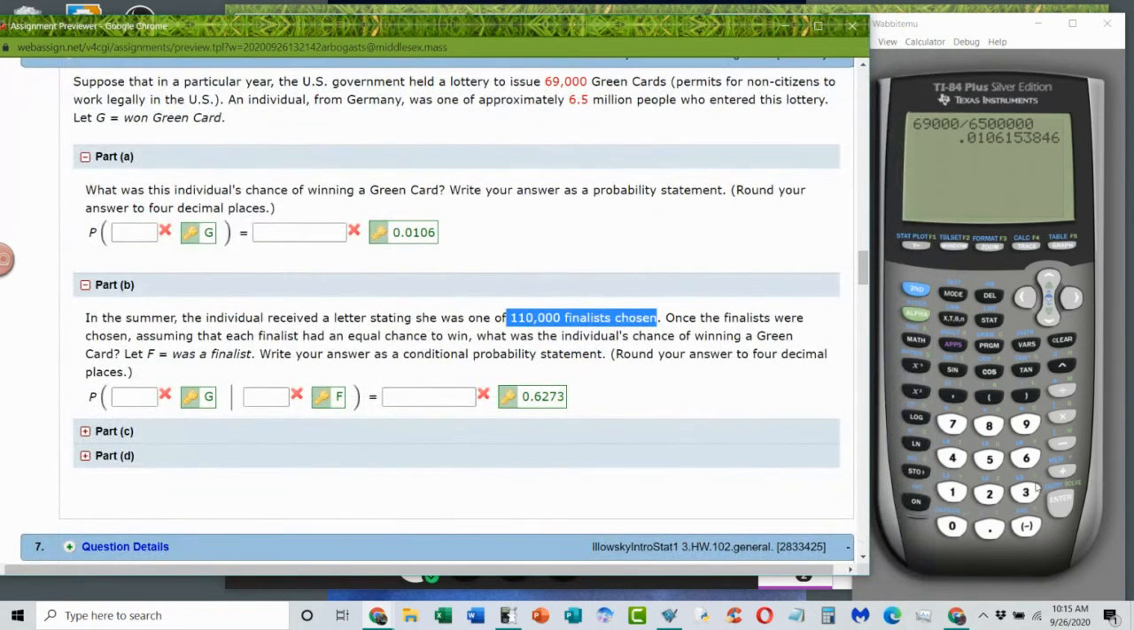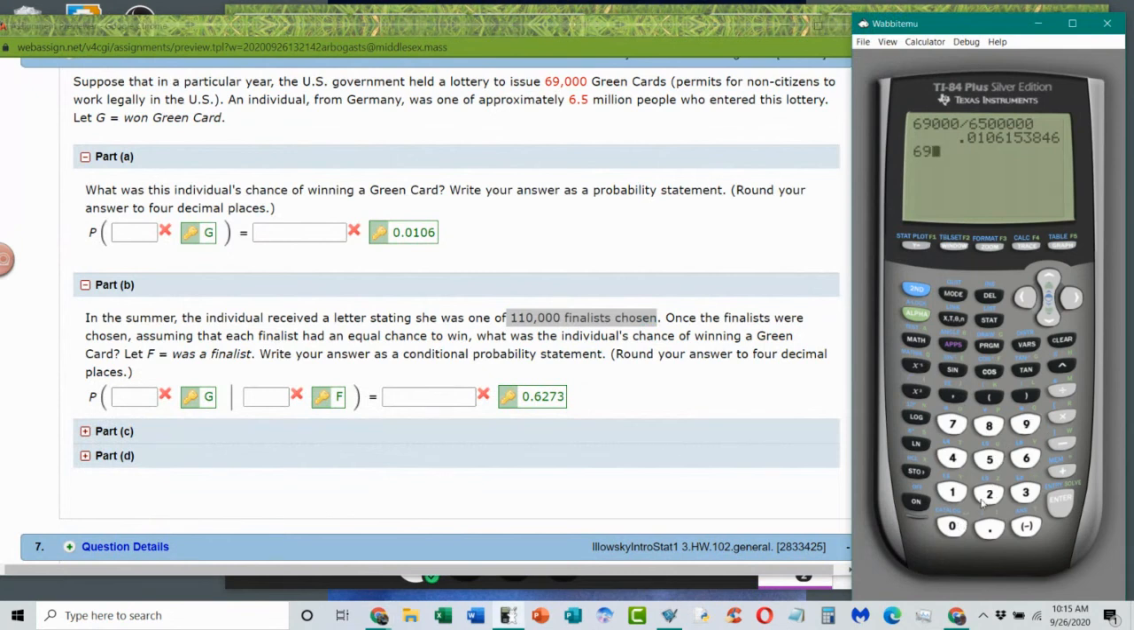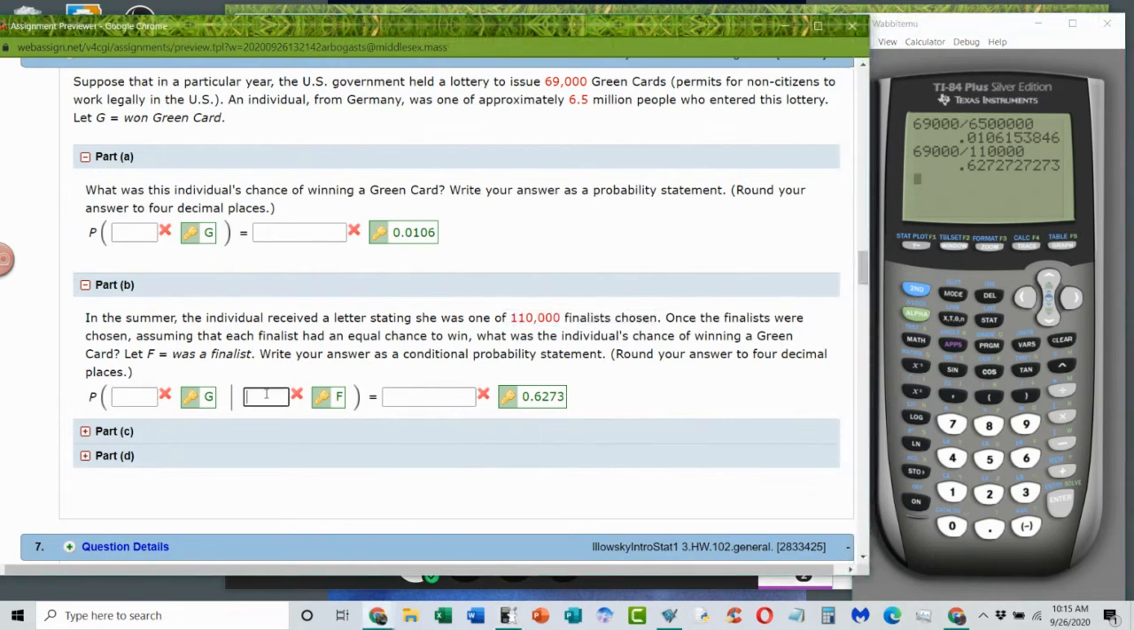So now it's still 69,000, but it's going to be divided by the smaller group, that you were a finalist. We find out that it's 62.72, and they went to several decimal places, so we have to look at the next value and decide if we're going to round up or down. G is that you get a green card, and F is that you're a finalist. So getting a green card, given that you're a finalist, is 62.73%. A much bigger chance, because this is a much smaller number.